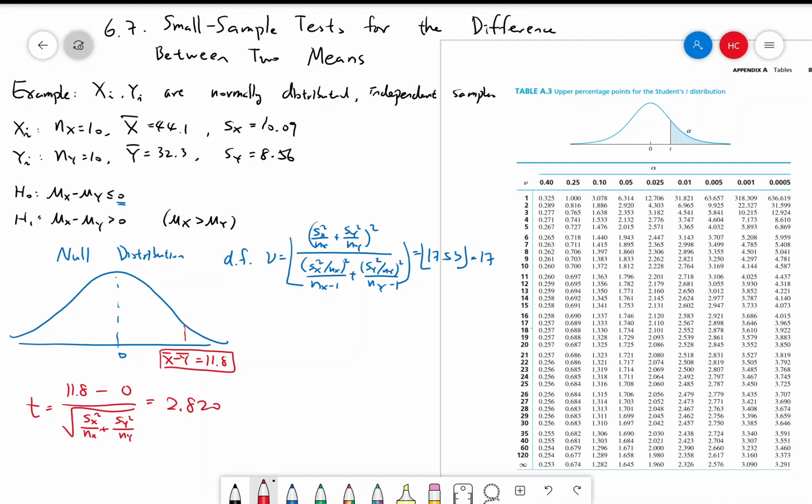Now, if we look at the degree of freedom being 17, 2.820 is between these two numbers. So that means the p-value is between 0.01 and 0.005, which in particular means p is less than 0.05. So we can reject H naught at the 5% level and accept H1.